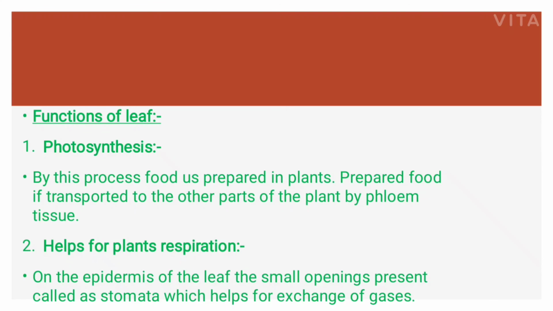The second function is that it helps in the plant's respiration. On the epidermis of the leaf, small openings are present called stomata, which help in the exchange of gases. Epidermis means epi for upper and dermis for layer. On the upper layer of the leaf, there are small openings called stomata. Through the stomata, the exchange of gases takes place. Carbon dioxide and oxygen, these two gases are exchanged here.